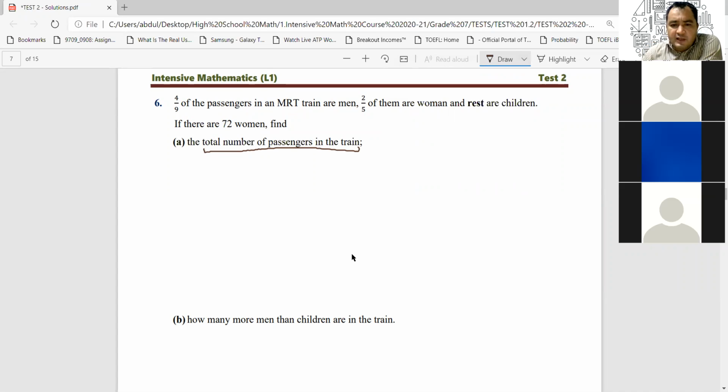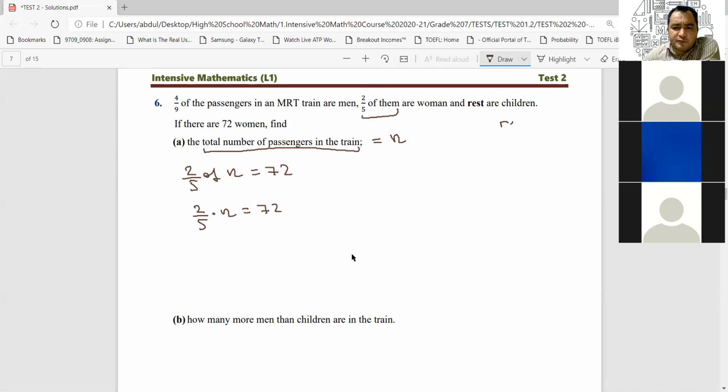I don't know. So let's say the total number of passengers in the train is n, right? And so how many women we have on the train? It says 2/5 of them. That means that 2/5 of this n people, right? That actually those people are women. Now from here we need to solve this equation. It means 2/5 times n, that's equal to 72.